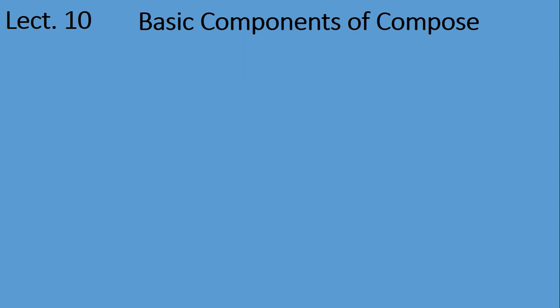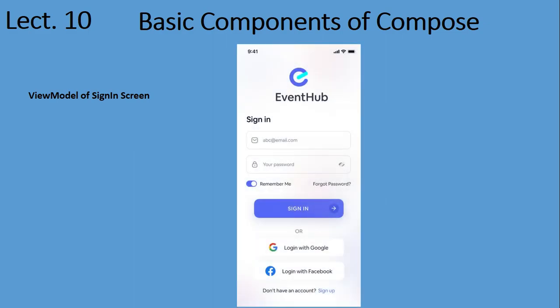So this is the 10th lecture in the series in which we are learning the basic components of Compose. In this lecture we will make the view model of the sign-in screen. Here is our sign-in screen which we have built in our previous lectures, and in this lecture we will see how we can manage this kind of data, like email, password, and remember me check, with our view model. So let's continue and jump into the coding.